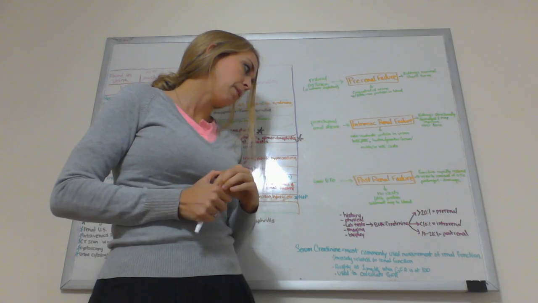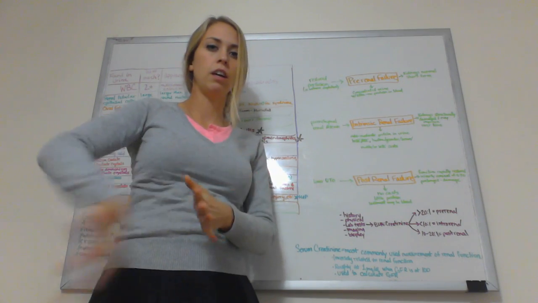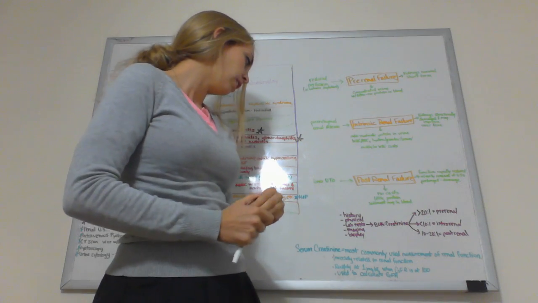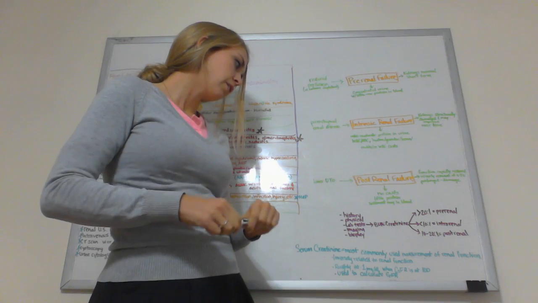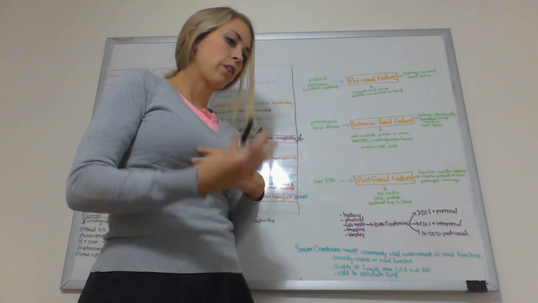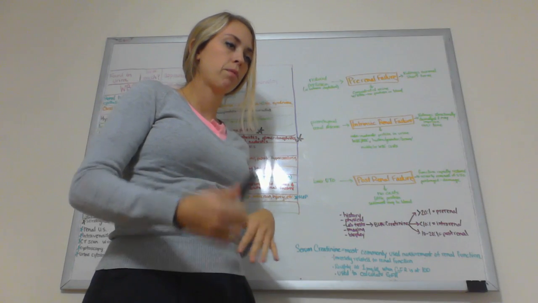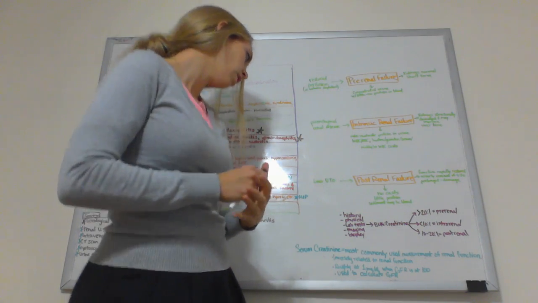Creatinine is actually the most commonly used measurement of renal function because it's completely filtered out and excreted. It's not reabsorbed. It's inversely related to the renal function. So the more creatinine that you're excreting, if it's higher, then renal function is good.